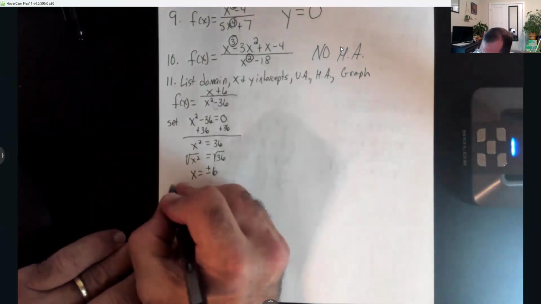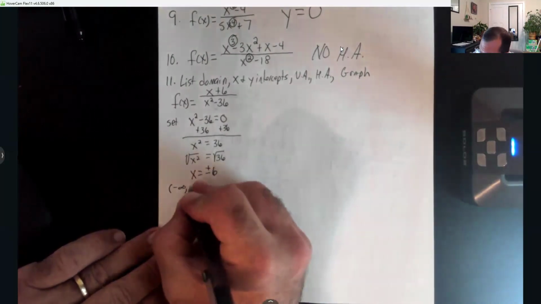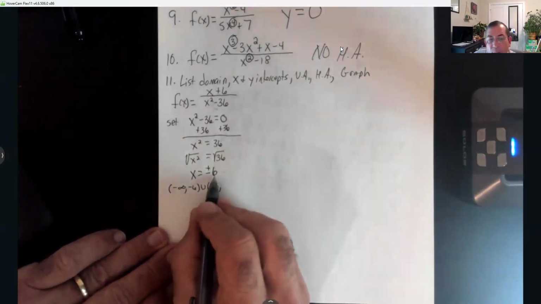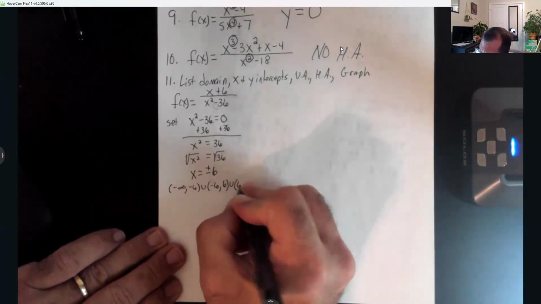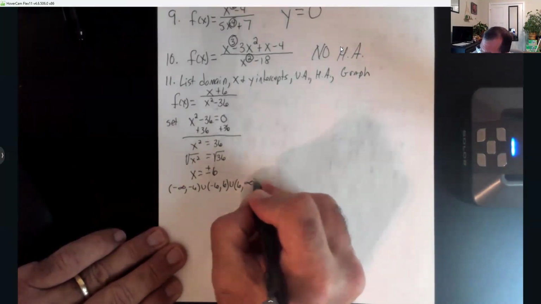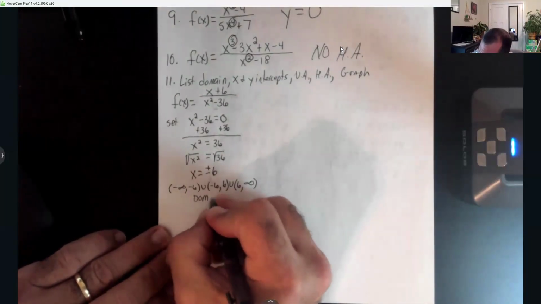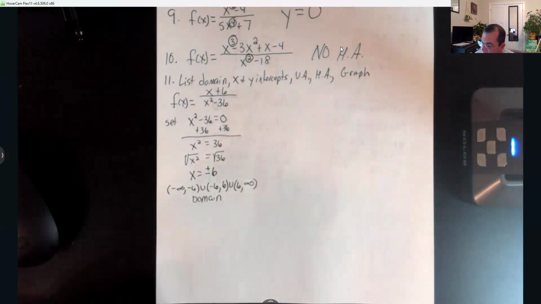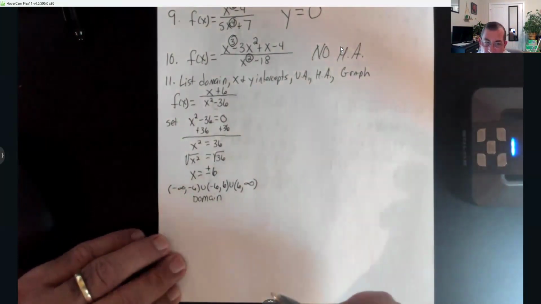So the domain will start at negative infinity. We hit -6 first, so we're going to union around that -6 until we hit the +6. Then we're going to union around +6 until we get to positive infinity. This is our domain. Okay. But I've also solved it already for the vertical asymptotes. They'll be x equals 6, x equals -6 when they ask me that question, okay?